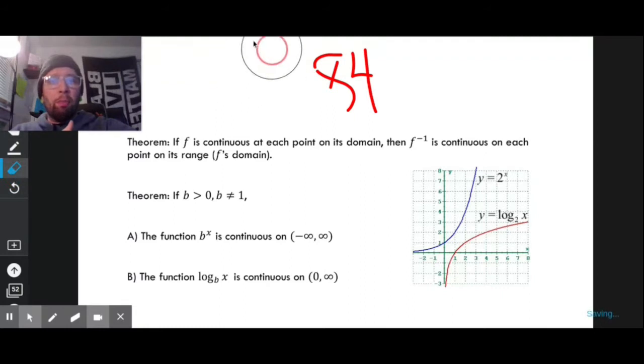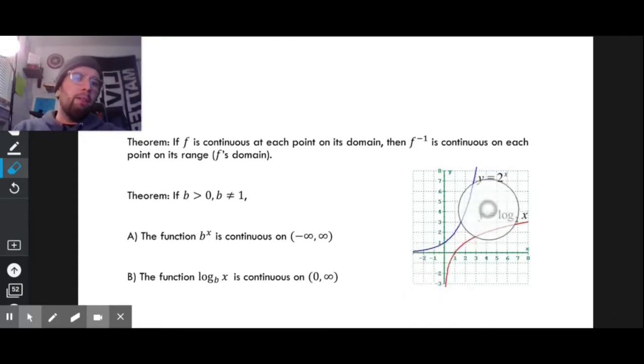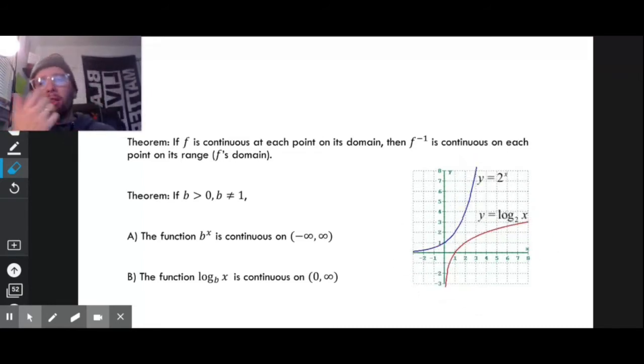If you look at the graph below, you can see what I mentioned in the last slide. I like this little circle here. I have that mirror going on here, and this is a mirror action from one to the other. If you tilt your head to the side, you can see it a whole lot better. That leads us to this. If f is continuous at each point on its domain, and its inverse is continuous on each point on its range, which is the f's domain, we have a little theorem.